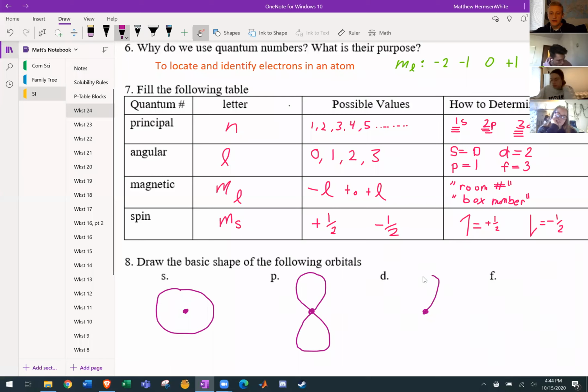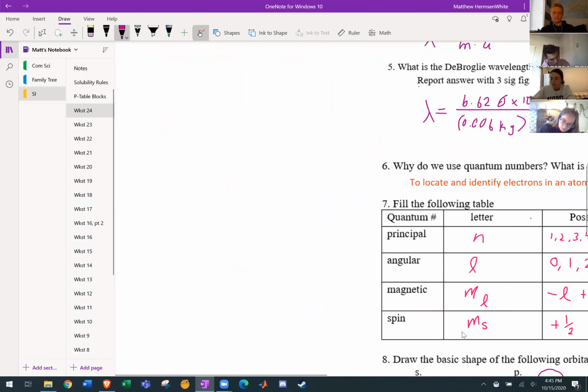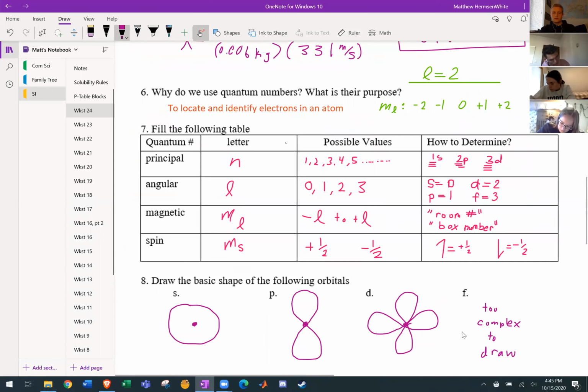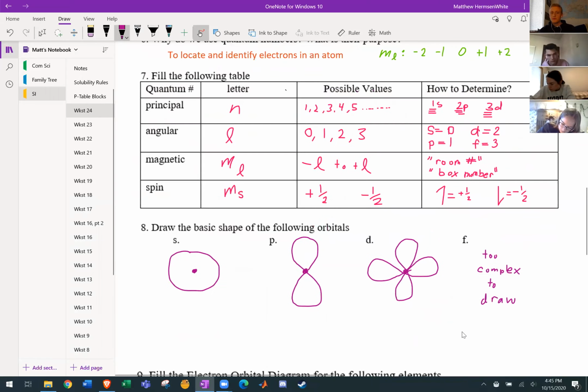For the D block, you have a figure 8 again around the nucleus, but it's in 2 directions. So it's like this. That's where you're likely to find the electron. And then the F block is too complex to draw, and you won't really be asked about it. If you're interested, you can go to Wikipedia, and they have some pretty good images. Before we do some example problems using the quantum numbers, what questions can I answer for you?